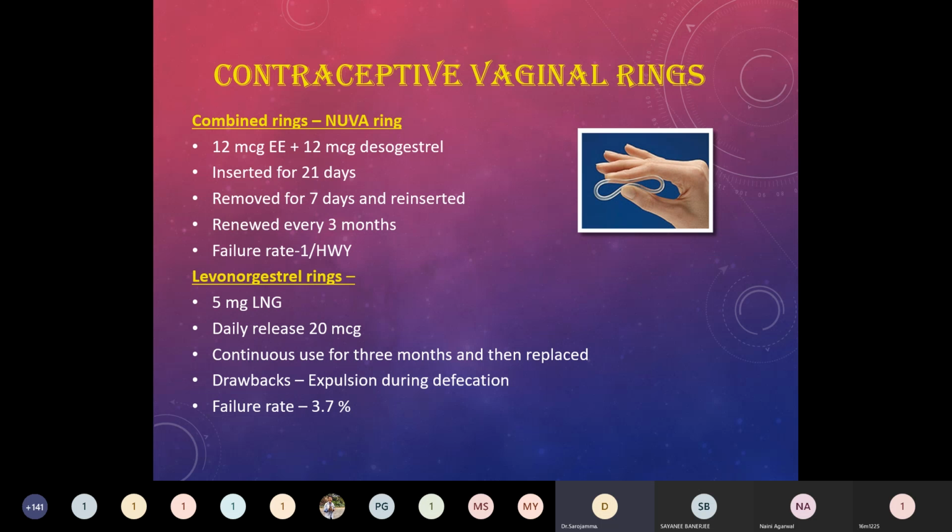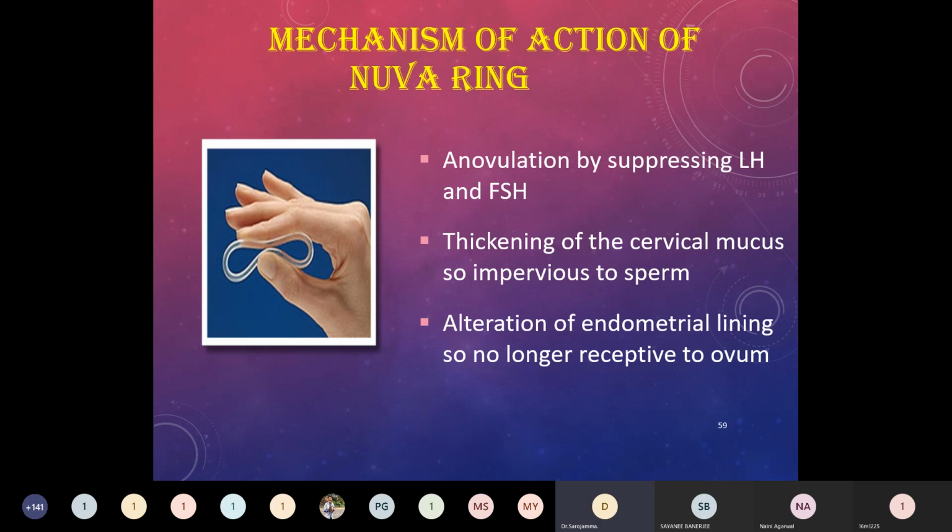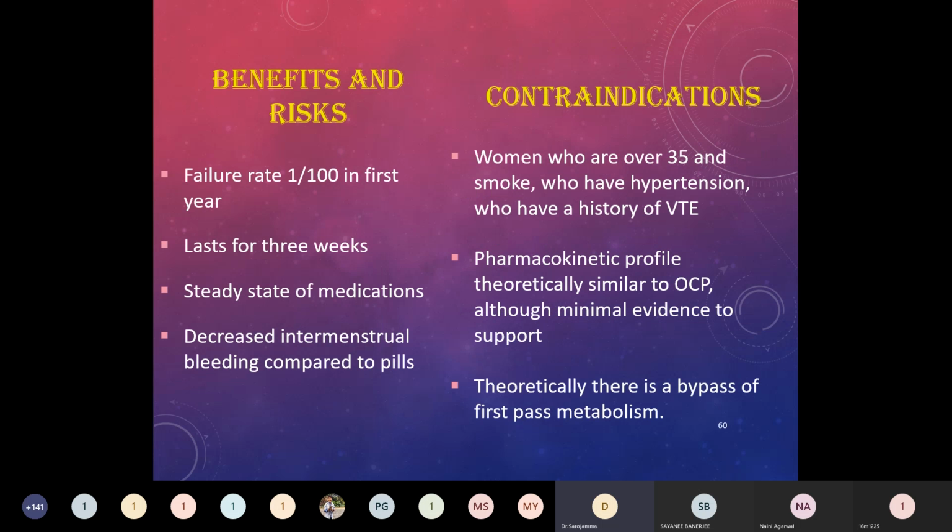Levonorgestrel rings are not used very commonly. It is again used for 3 months. Mechanism of action of Nuva ring is like the combined oral contraceptive pill because it contains estrogen and progesterone. Benefits and risks and contraindications are also the same as combined oral contraceptive pills. Failure rate is a little higher, 1 per 100 women years. Lasts for 3 weeks, steady state of medication. And theoretically, the pharmacokinetic profile is similar to OCP.